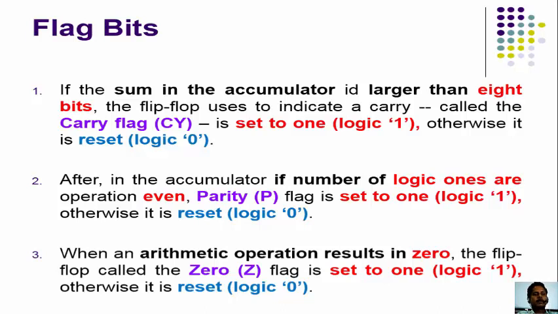Next one is the zero flag bit. In case of an arithmetic operation, if the result is 0, at that time the zero flag bit is set to 1. If a non-zero result is there, at that time it is reset. That is, in the accumulator, if we are getting result 0, at that time the zero flag is set to 1, otherwise it is reset.